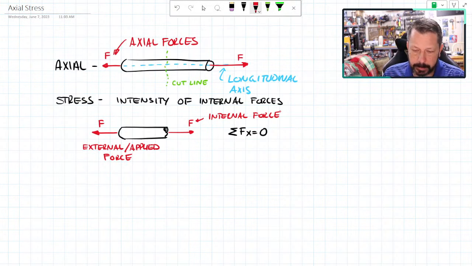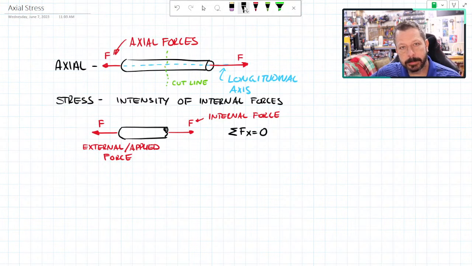All right. Back to stress. So stress is the intensity of internal forces. So there's the internal force in our picture. It's the one going to the right. How I get to the intensity part is this force F is spread out over that internal cross-sectional area.